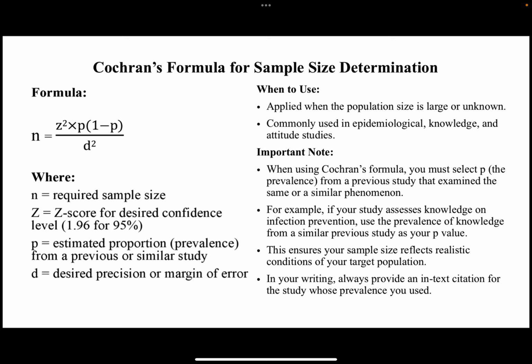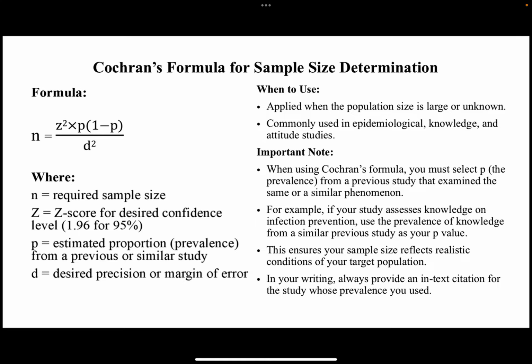Let's go over the Cochrane formula for the last time. N is equal to Z squared multiplied by P times (1 minus P), all over D squared, where N is the required sample size, Z is the Z-score for desired confidence level. For 95% confidence level, the Z-score is 1.96. P is the estimated proportion, the prevalence from a previous or similar study. D is the desired precision or margin of error.